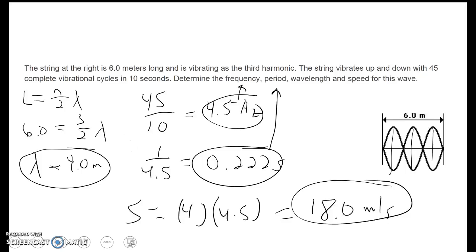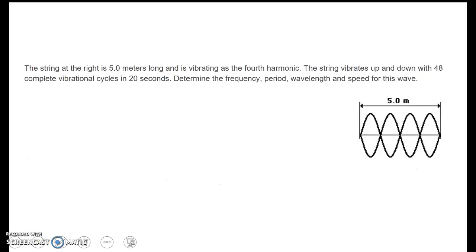If you have any questions about these, please see me, but I think hopefully it'll start making sense to you what's going on. But just to be sure, let's do one more. The string at the right is 5 meters long and vibrating as the fourth harmonic, okay? Fourth harmonic, because we have 1, 2, 3, 4 antinodes. It vibrates up and down with 48 complete cycles in 20 seconds. Frequency, period, wavelength, and speed. Let's do a different order. Let's find our frequency first.